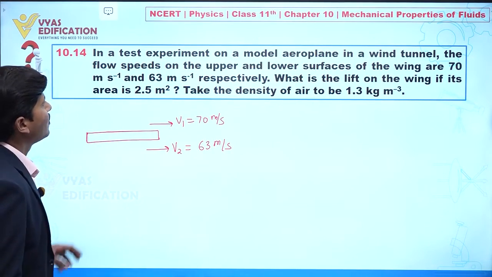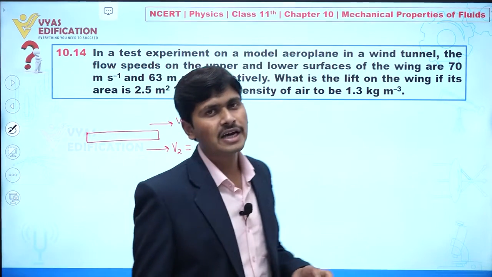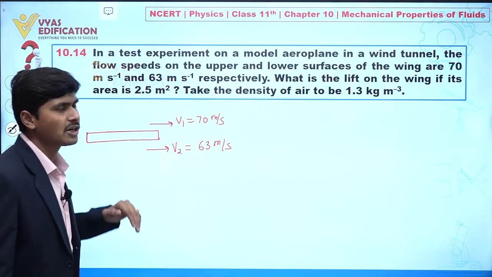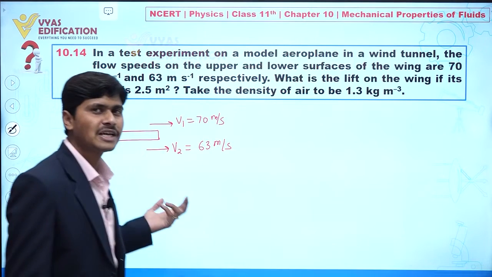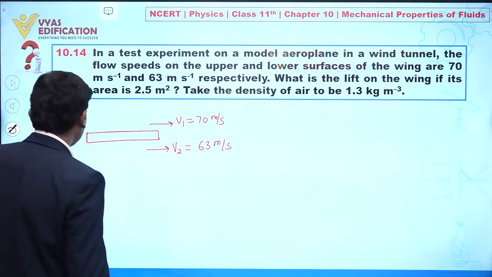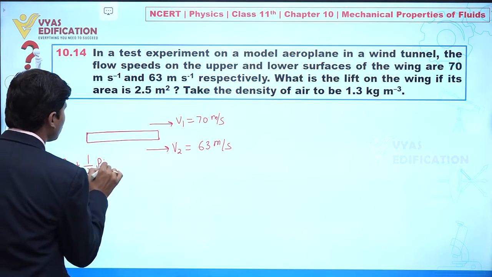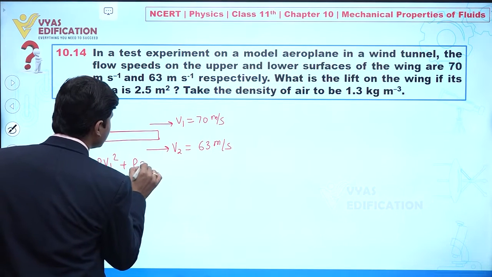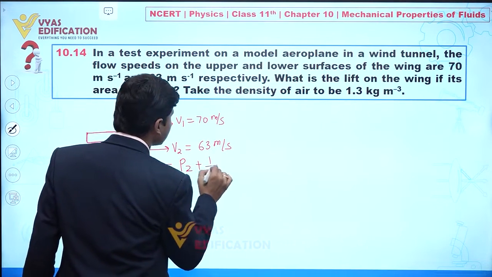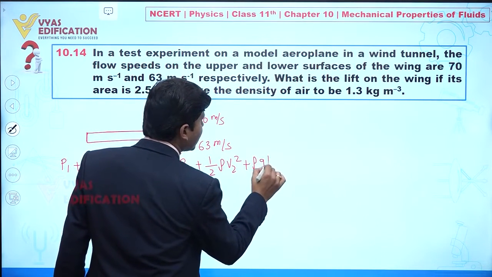Now it means definitely whenever there is a difference in the velocity on the upper side and the lower side of a plane, at that time we have a pressure difference according to the Bernoulli equation. So we can apply this equation: P1 plus 1 by 2 rho V1 square plus rho g h1 should be equal to P2 plus 1 by 2 rho V2 square plus rho g h2.